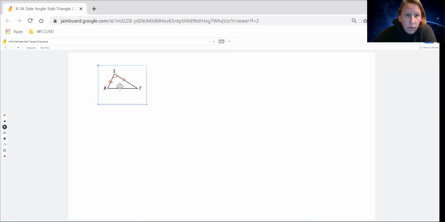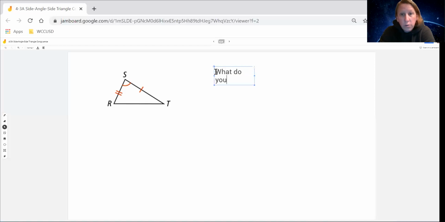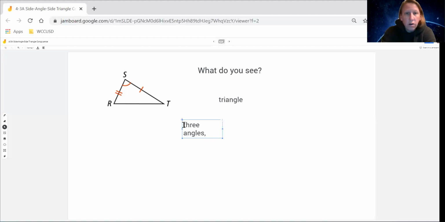When we have a figure or a shape, the first thing I like to do is ask myself and ask you, what do you see? There's a picture. It happens to be a geometry picture. Before I do any type of geometry proof, this is my first question that I ask myself. What do you see? Somebody said a triangle in class. Somebody said 3 angles. Okay, what are the 3 angles? Angle S, angle T, and angle R.